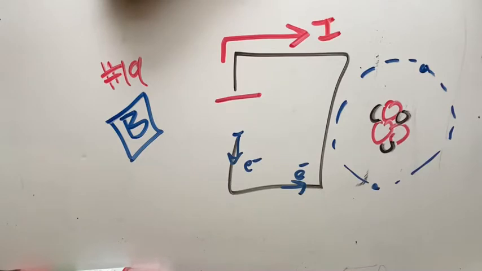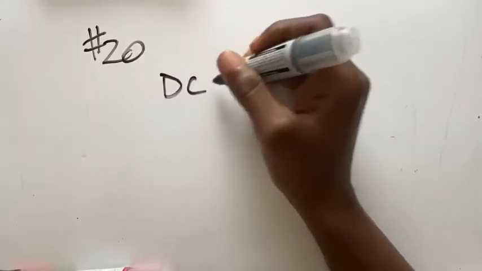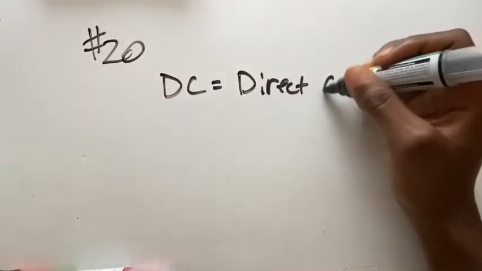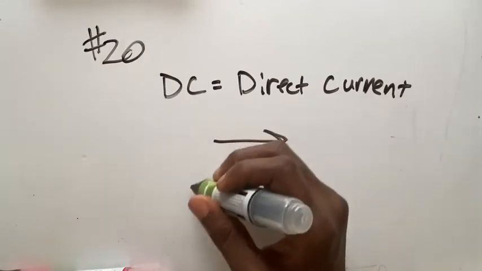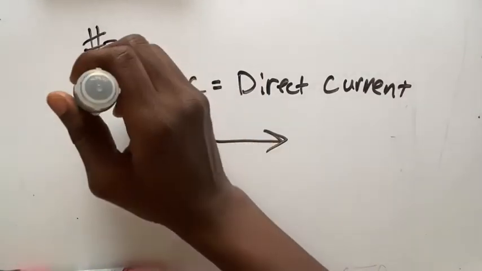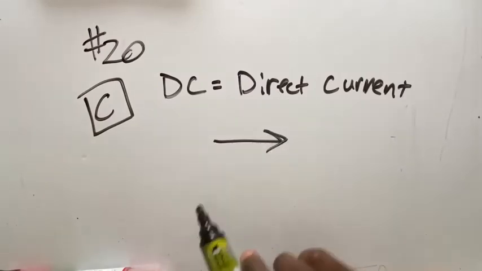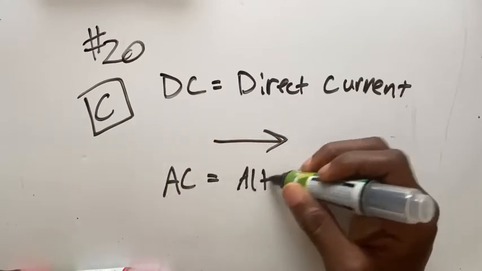So let's see, that was 19. Number 20 says, to say a current is DC is to say the current. Number 20 basically talks about a DC current. DC equals direct current, and that just means it flows in one direction. So number 20 is going to be C. So DC means direct current, which means current flows in one direction, while AC equals alternating.